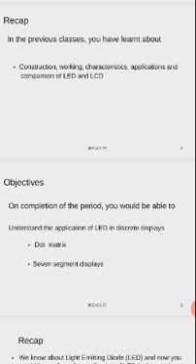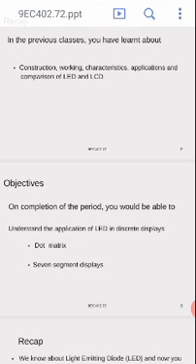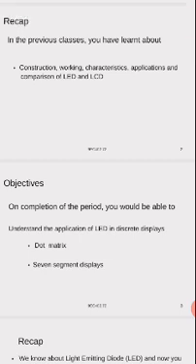Recap. In the previous classes, you have learnt about construction, working characteristics, applications, and comparison of LED and LCD. That we discussed in the last class.